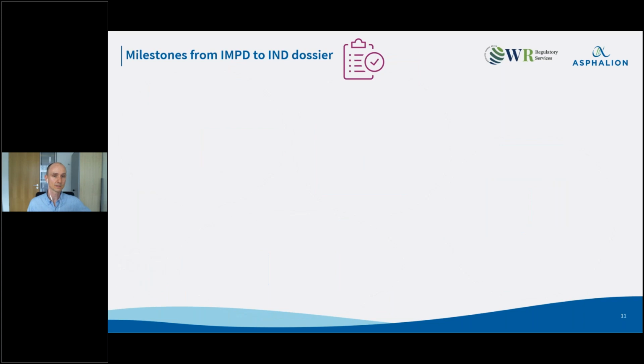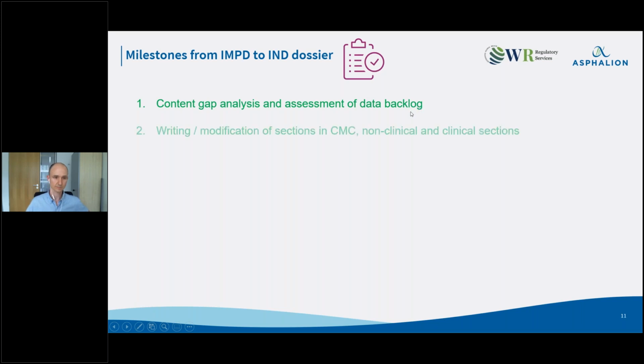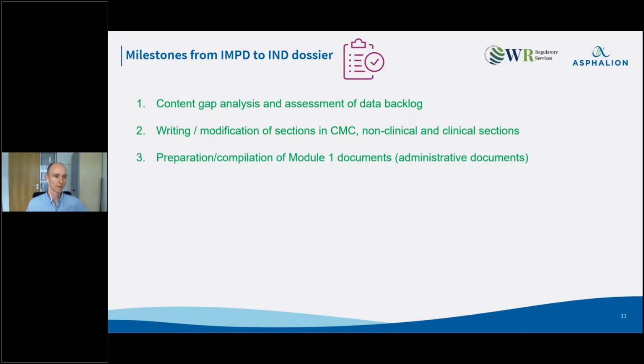And now just here as milestones, what we see typically, the first milestone will be that you perform, either by yourself or by external consultants, a gap analysis of the existing IMPD and IB to see what is different compared to what you have and what you will require for the US FDA. You will need to also assess the data backlog that you have right now. You will need to figure out who will write or update the CMC, non-clinical and clinical sections. You will need to start with the preparation and compilation of the Module 1 documents, which is not difficult, but of course you need to do that as well.